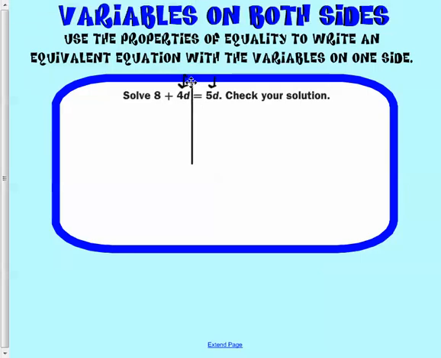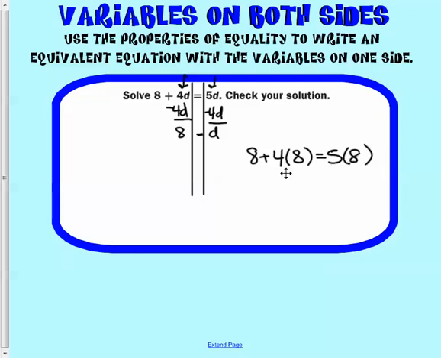Let's draw our lines. And if we wanted to simplify and keep the 8 by itself, we would take the 4d away from both sides, and we'd be left with 8 equaling d, which we know is true. So let's check our work. We have 8 plus 4 times 8 equaling 5 times 8. So 4 times 8 is 32, plus 8 gives us 40, and 5 times 8 is also 40, so we know it works.